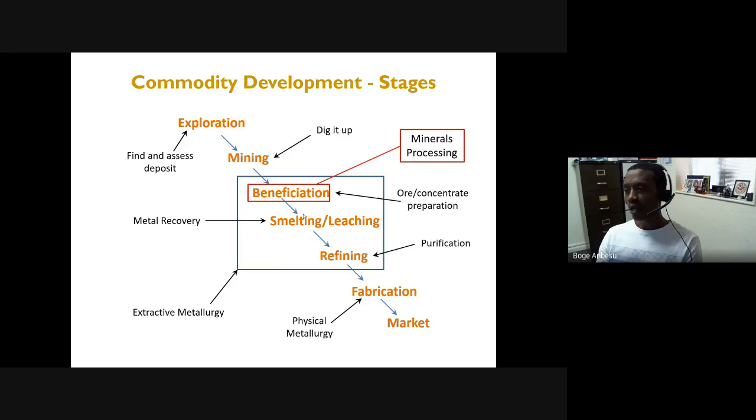I showed you this slide where we said maybe some of you are from geology and maybe some of you are from mining, so you understand those initial stages. Obviously we have to first find the deposit.